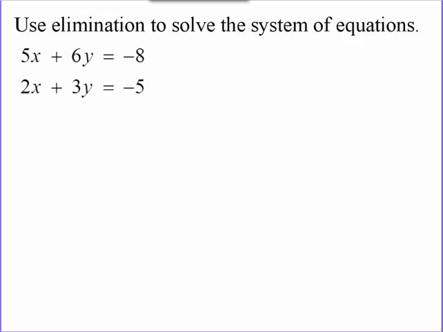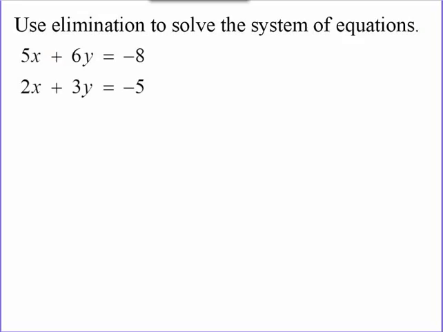So first of all, I'm going to look at the numbers. I've got 5 and 2 for the x. Okay? I've got 3 and 6 for the y. I have to somehow make those opposite numbers. So I need to have like a 5 and a negative 5, a 6 and a negative 6, a 10 and a negative 10. And if I look at the y's, I know that both 3 and 6 go into 6.